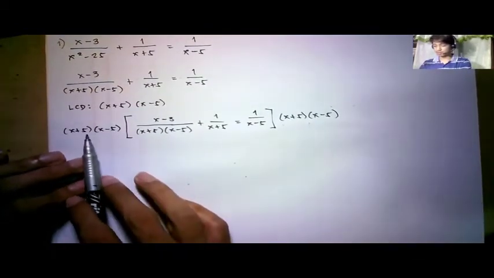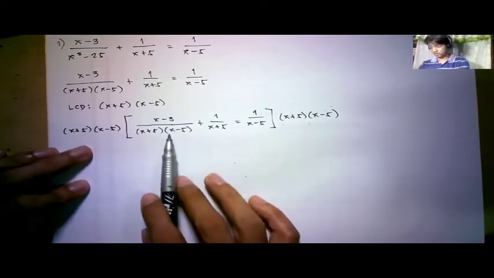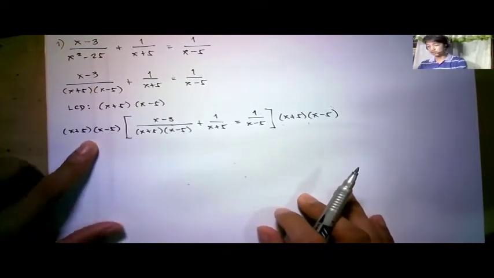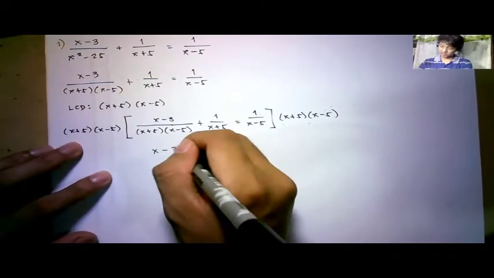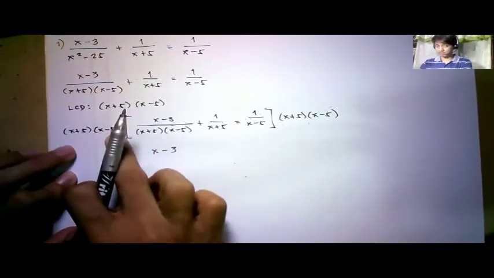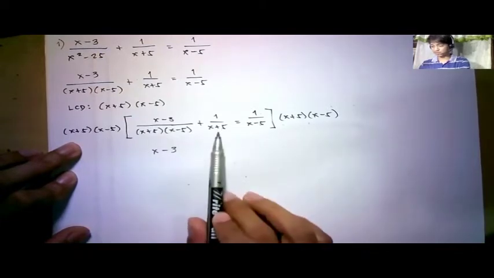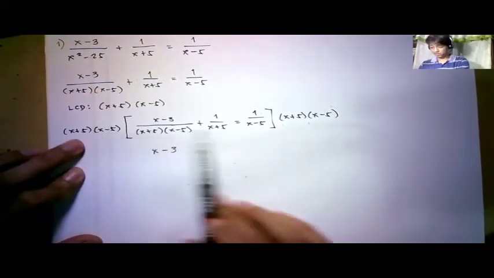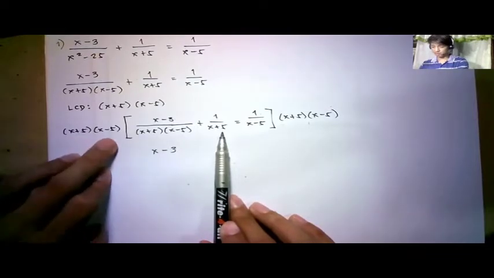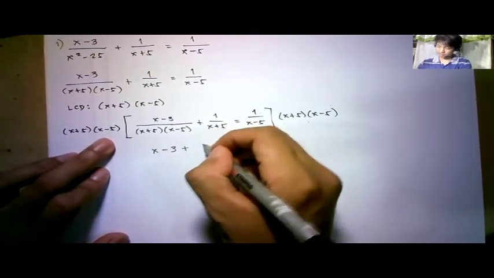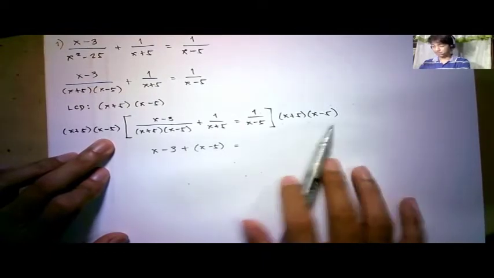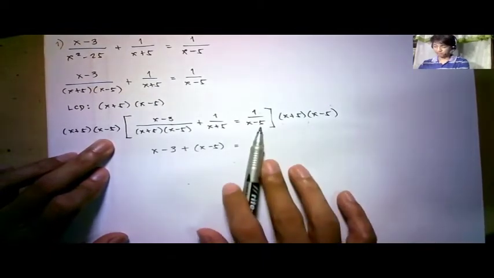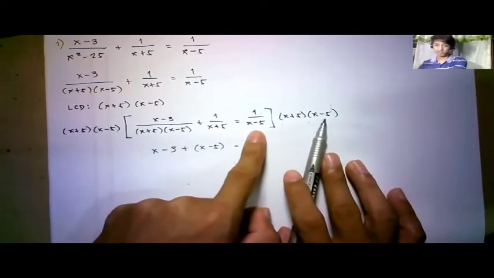So let's distribute. So x plus 5, the LCD, multiplied to the first rational expression. So we can cancel out x plus 5 and x minus 5. That will leave you x minus 3. And then the LCD multiplied to 1 over x plus 5. So we can cancel out x plus 5 and x plus 5. So the remaining term will give you plus x minus 5. We are not going to write down 1 anymore. It is understood. So x minus 5 is equal to. So we need to multiply the LCD to 1 over x minus 5. So we can cancel out x minus 5 and x minus 5 there.